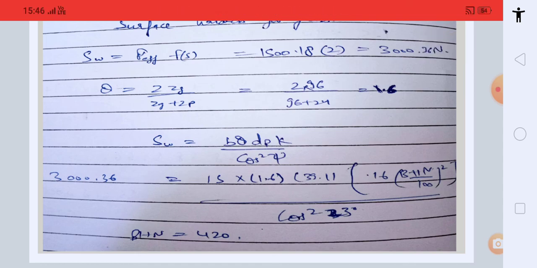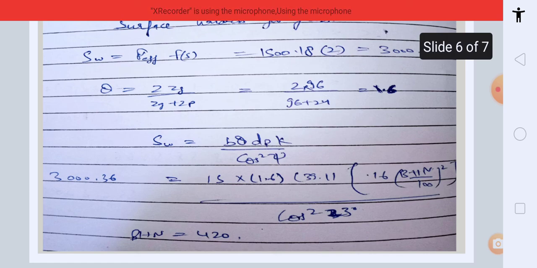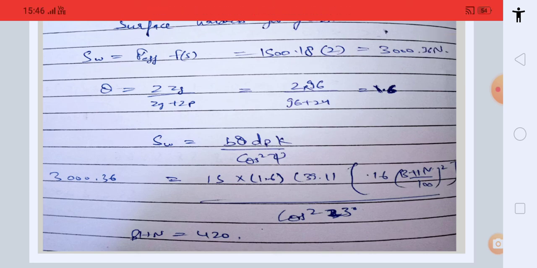So that is about calculating the helical gear parameters with the given parameters of helical gears.